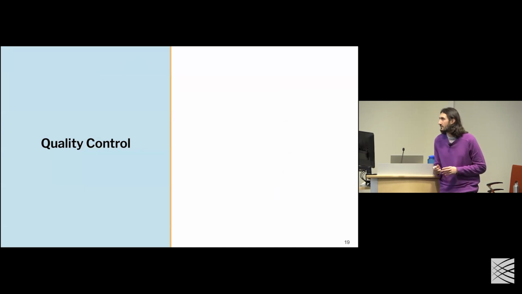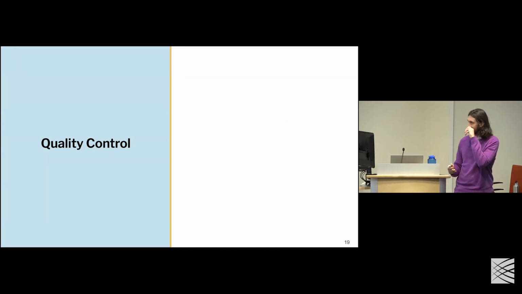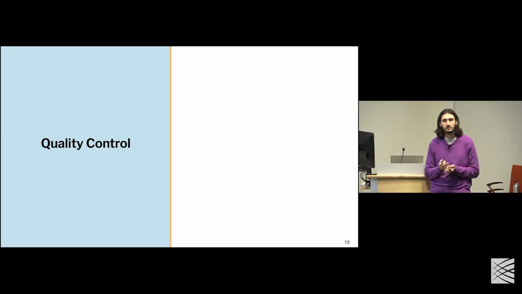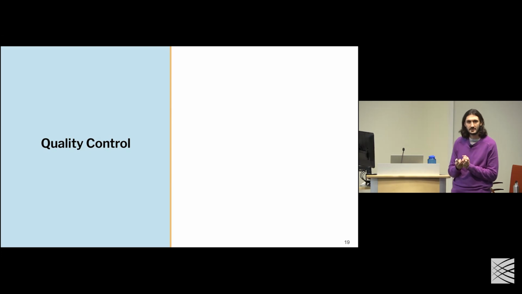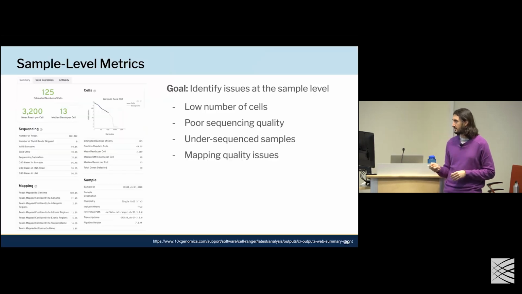For the quality control, I want to spend some time because I feel like it's a very important part of the process, and some people sometimes rush through it. I tend to be way more conservative in the way that I do quality control. I will only remove something if it's very clearly obvious that it's poor quality, or let's say an empty droplet. I will start with the sample level metrics.